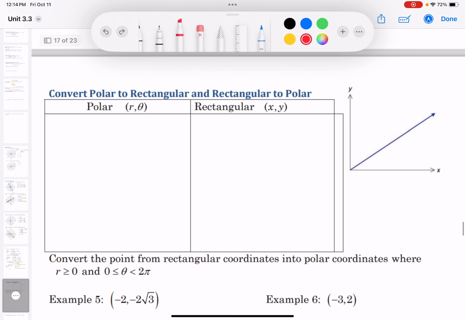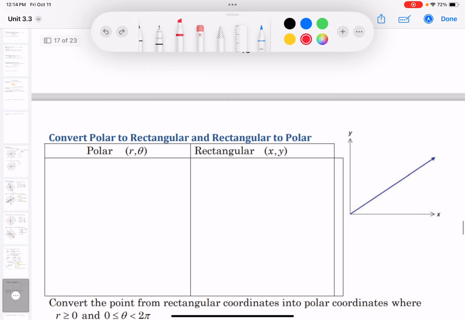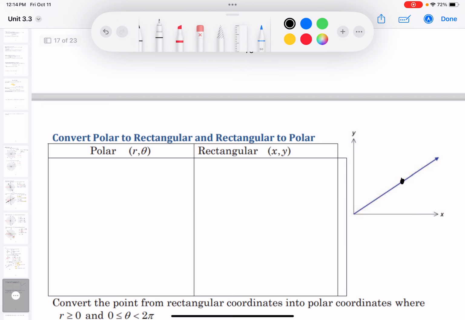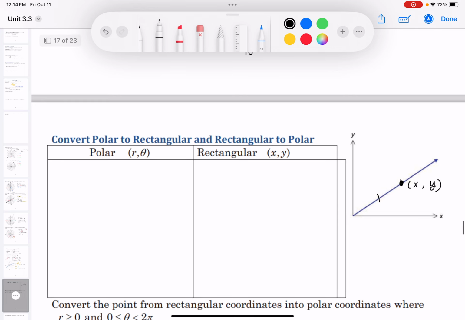Convert polar coordinates to rectangular and rectangular to polar. Say I have a point on the terminal side here. In rectangular form it is x comma y. For the polar coordinate, I need to find r, the distance from the origin to the point, and the angle theta, so we have r comma theta. What is the relationship between r, theta and x, y? We can construct them.